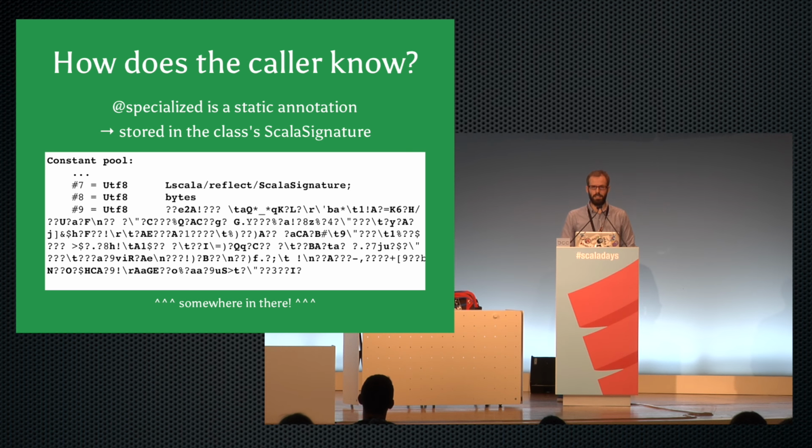And the answer is that specialized is a so-called static annotation, which means that the specialized annotation gets stored into the class file for the class inside the ScalaSignature. So in that big blob of binary, if you decode it using the ScalaSignature format or protocol, you can see that the specialized annotation is actually in there. So the compiler can read that and know, okay, this class is specialized, I'll use the appropriate version of it.